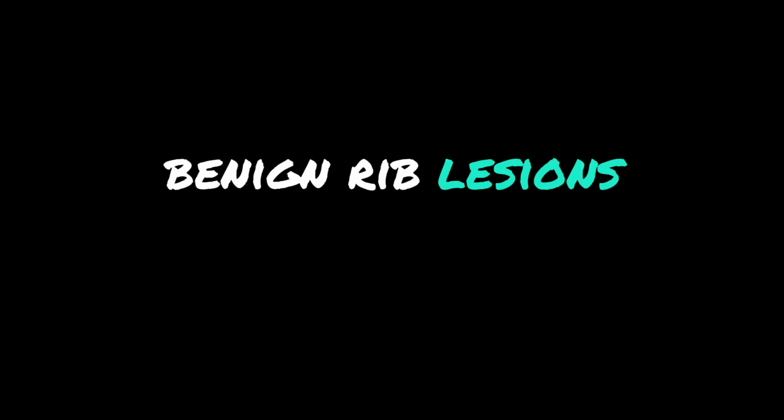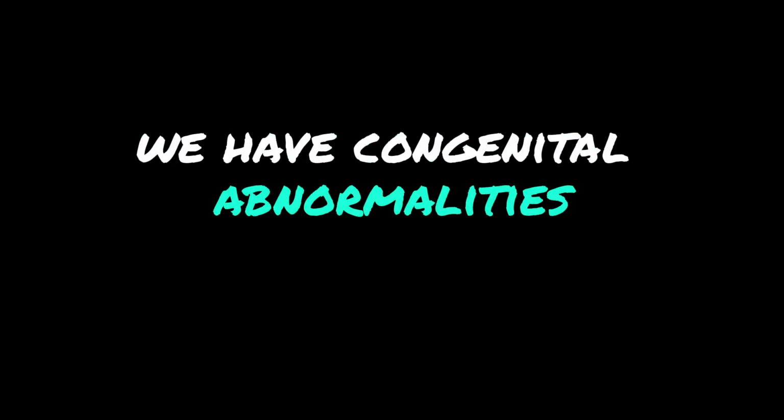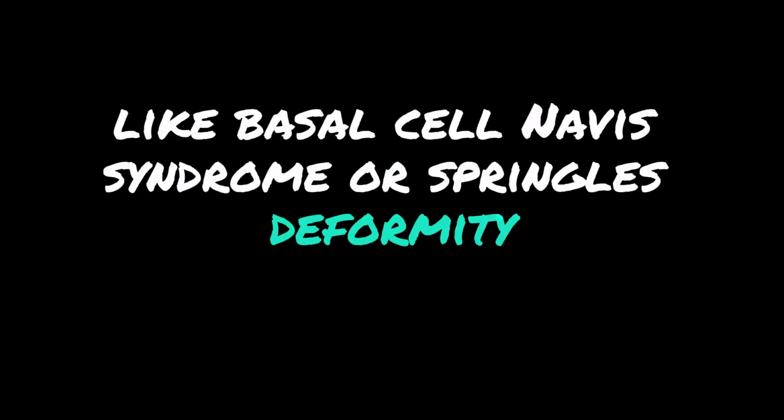Benign rib lesions. Starting with benign lesions, we have congenital abnormalities. These occur when the upper ribs are bifid, splayed, fused, or hypoplastic. Such abnormalities are sometimes associated with various syndromes, like basal cell nevus syndrome or Sprengel's deformity.